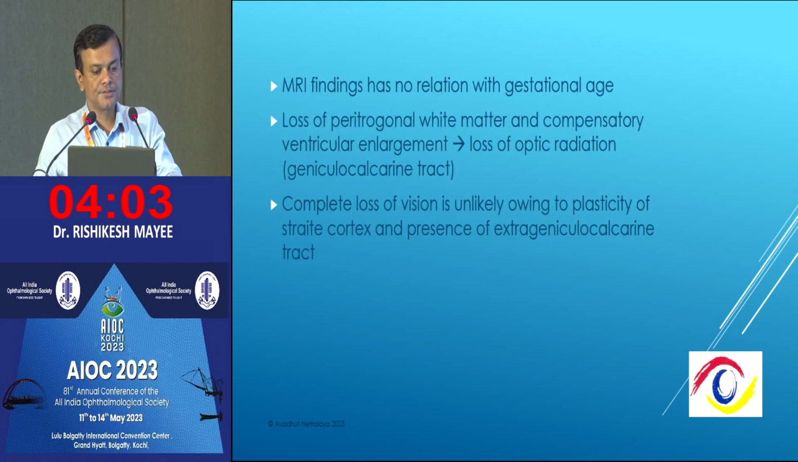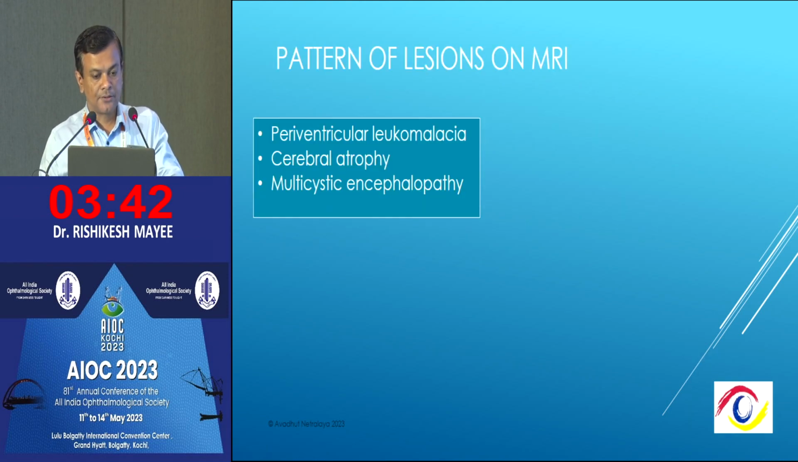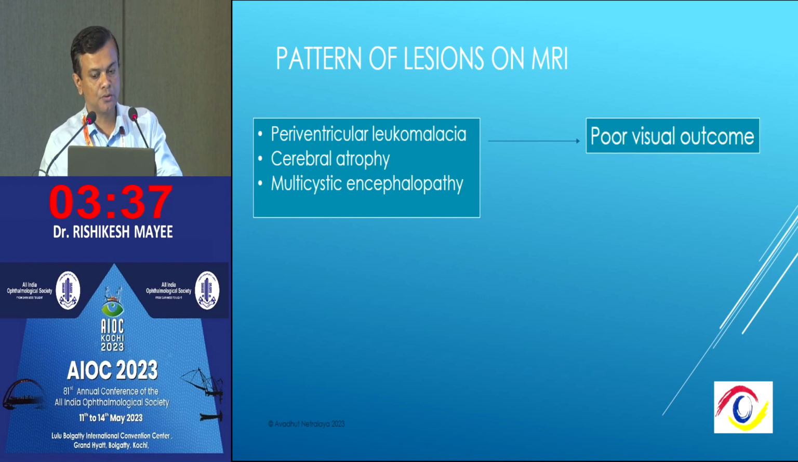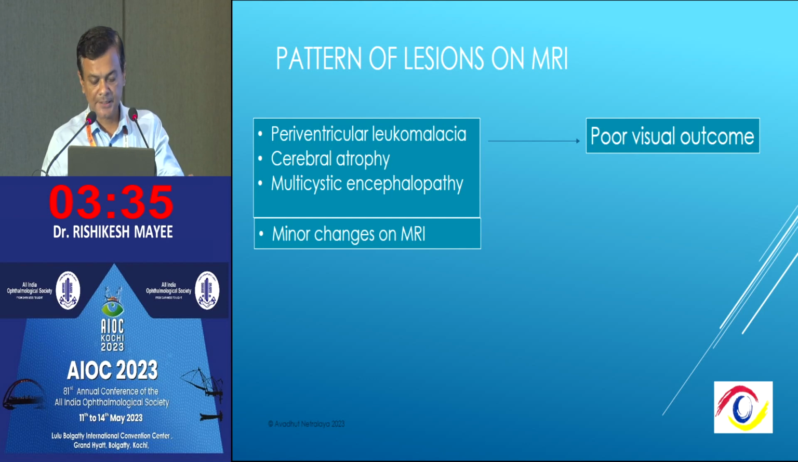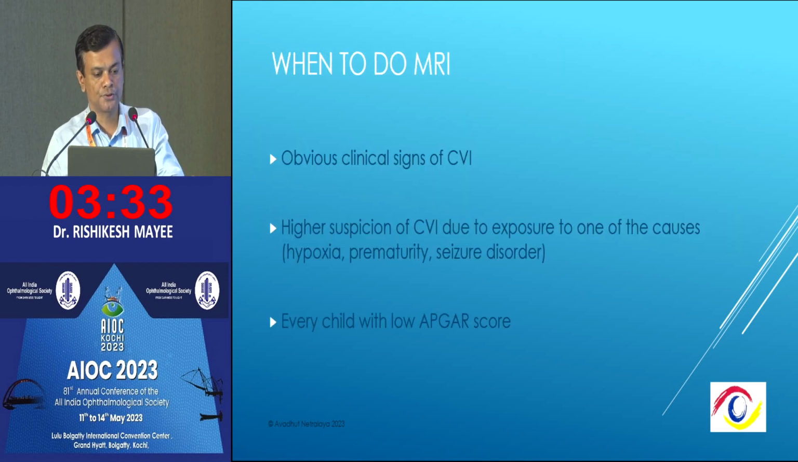MRI findings have been found not to depend on gestational age. Even a premature child can have a normal MRI finding, whereas a full-term normal delivery child can have significant MRI loss. Loss of the peritrigonal white matter indicates loss of the optic radiation. Usually complete loss of vision is not there because of neuroplasticity. The most important pattern of MRI is periventricular leukomalacia, which indicates a poor visual outcome. But sometimes there are minor changes in MRI which indicate a good visual outcome.